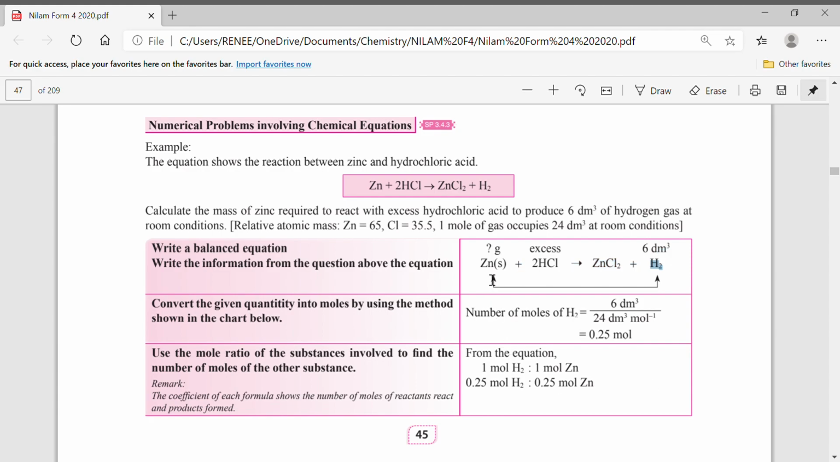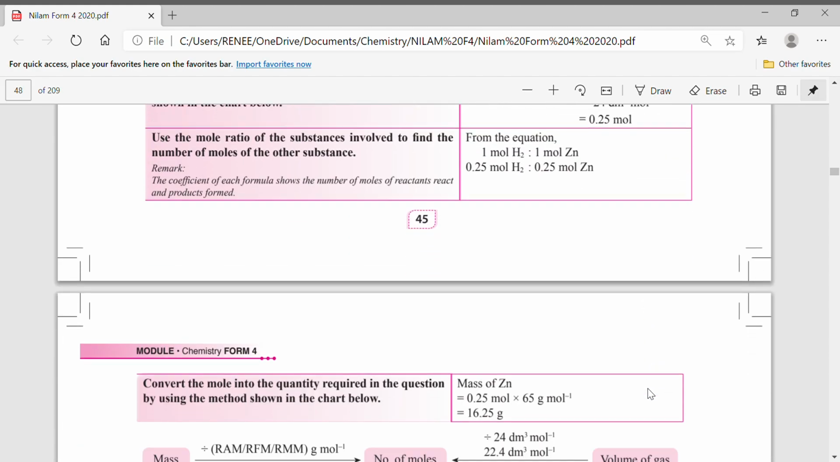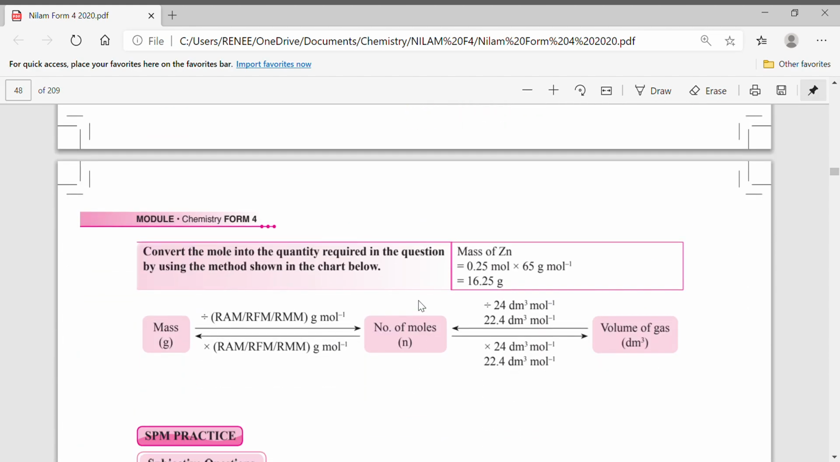In the equation, 1 mole of zinc produces 1 mole of hydrogen gas. If the reaction only produces 0.25 mole of hydrogen gas, that means at the same time, the number of moles of zinc used in the reaction is also 0.25 mole. Now we already have the number of moles of zinc. We can use the number of moles to find the mass of zinc now.